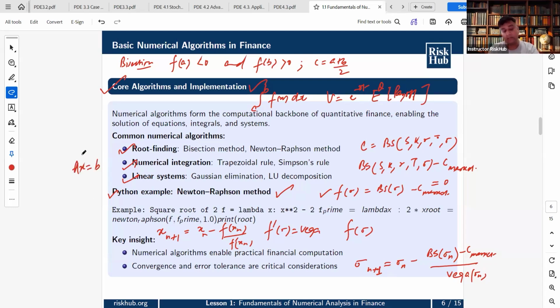A is the matrix of coefficients, x is the unknown vector, b is the known vector. In finance, this appears in your finite difference method. For example, solving your PDE grid values, portfolio optimization, covariance matrix operation, risk model, factor exposure system, your curve construction, bootstrapping, yield curves, etc. Right? So that is what we have.